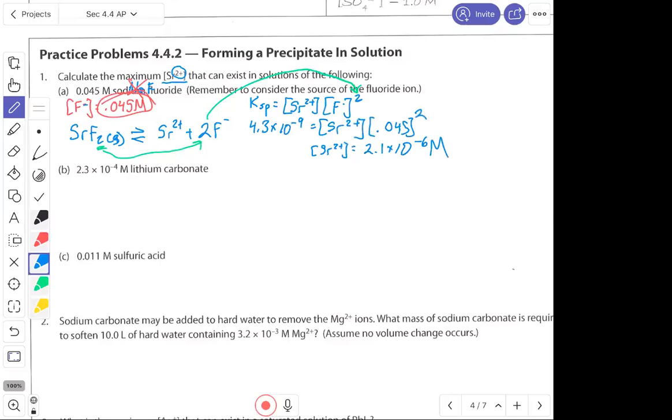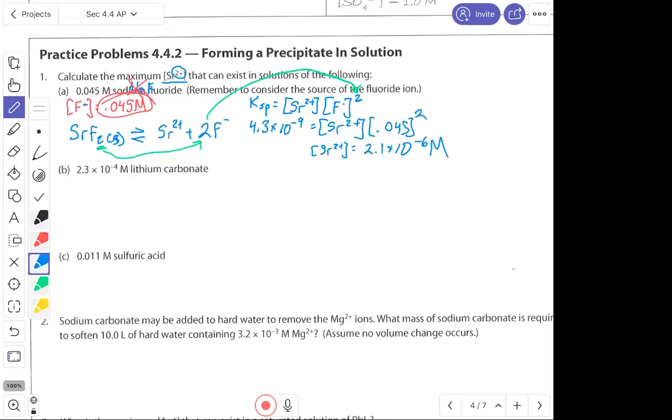So that's all these problems are. If I mix these two things together, all of the strontium would form a solid with the available fluoride, and that is the maximum amount of strontium that could exist, because everything else is going to end up in the solid.